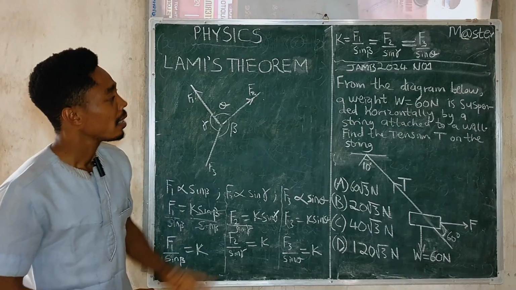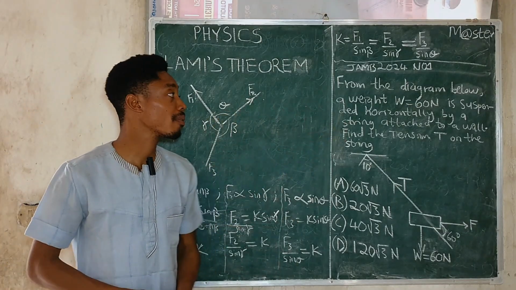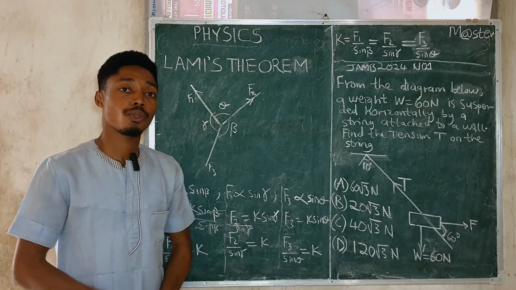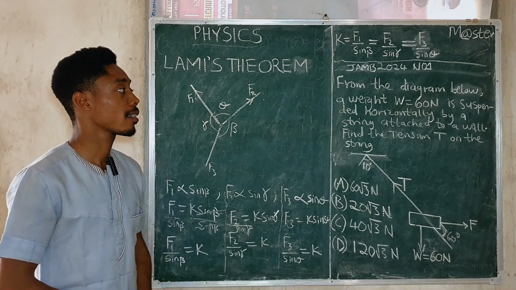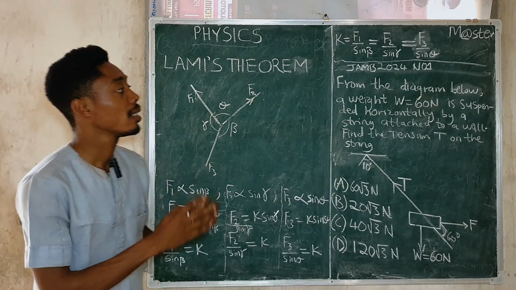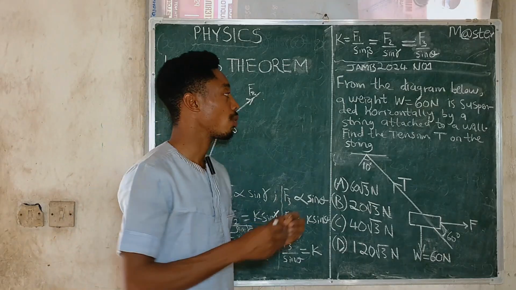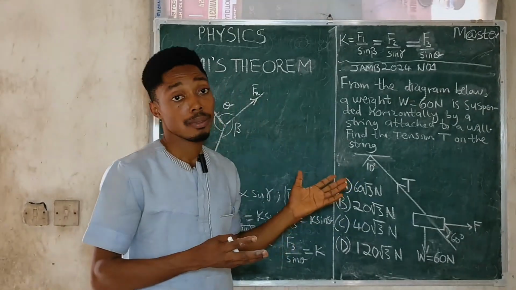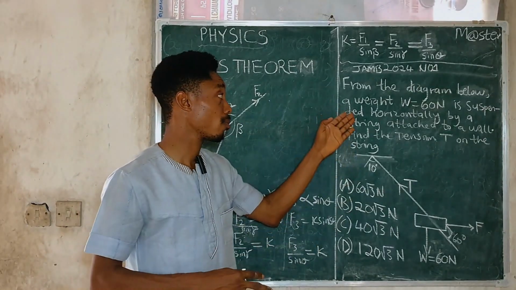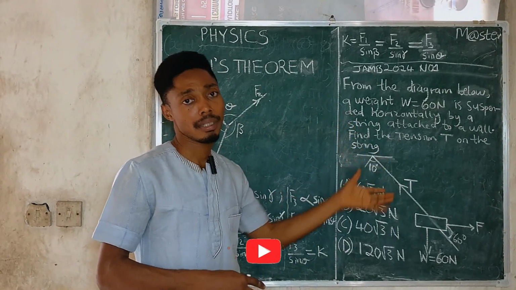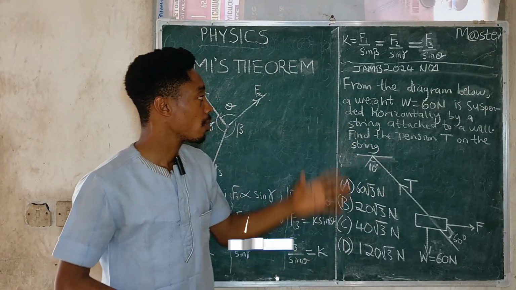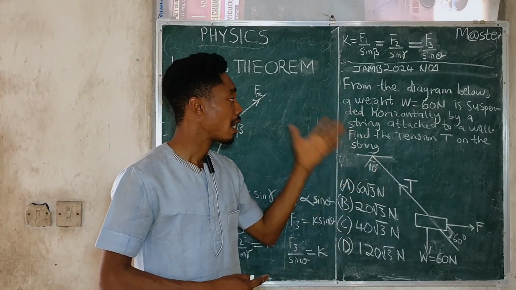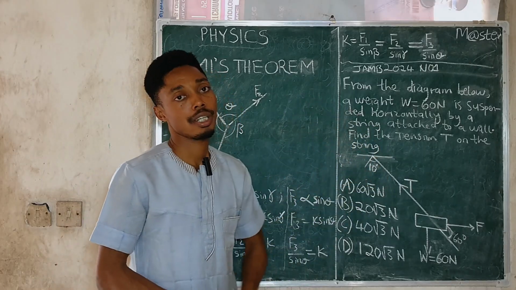The question you're seeing before you on the board right now is from JAM 2024, the very first question. This question is extracted based on the type. There are some question types where the first question, which is number 1, may not be this question. But from the type from which this was extracted, question number 1 had to do with Lami's theorem.